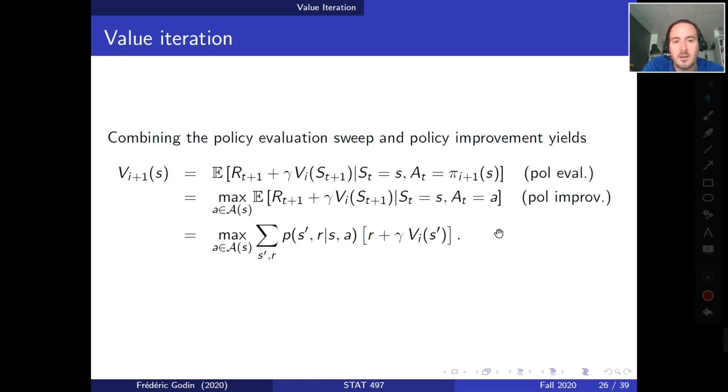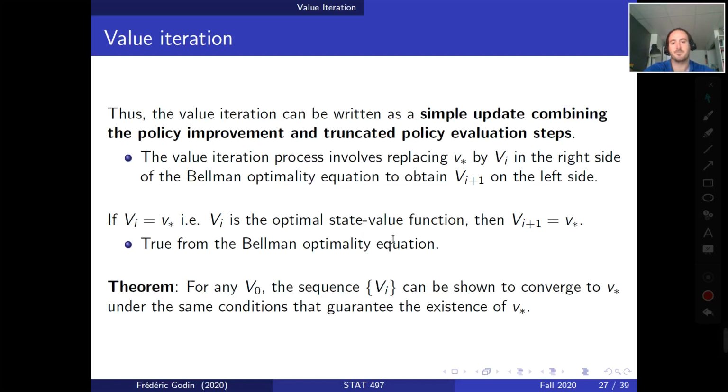Let's go back here. So if you replace vi here by v star, the Bellman equation simply states that this right side must be equal to v star s. So vi plus 1 s will be equal to v star s. Because of the Bellman equation, if you replace vi by v star, you'll also have v star on the left side. So your estimate of the optimal value function will not change in that case.